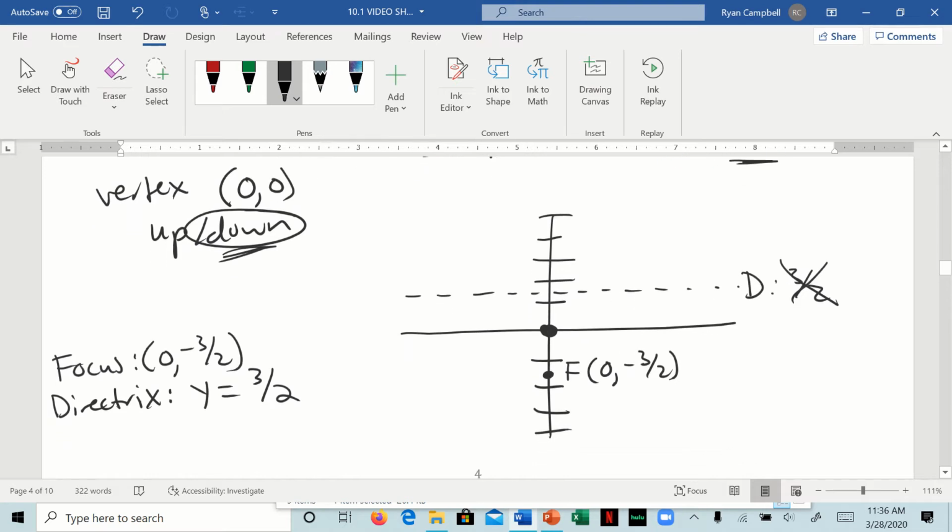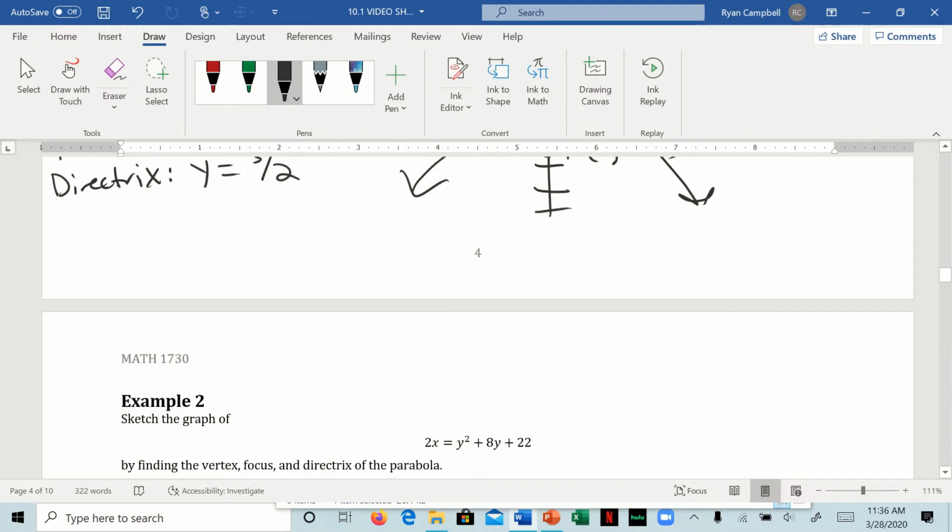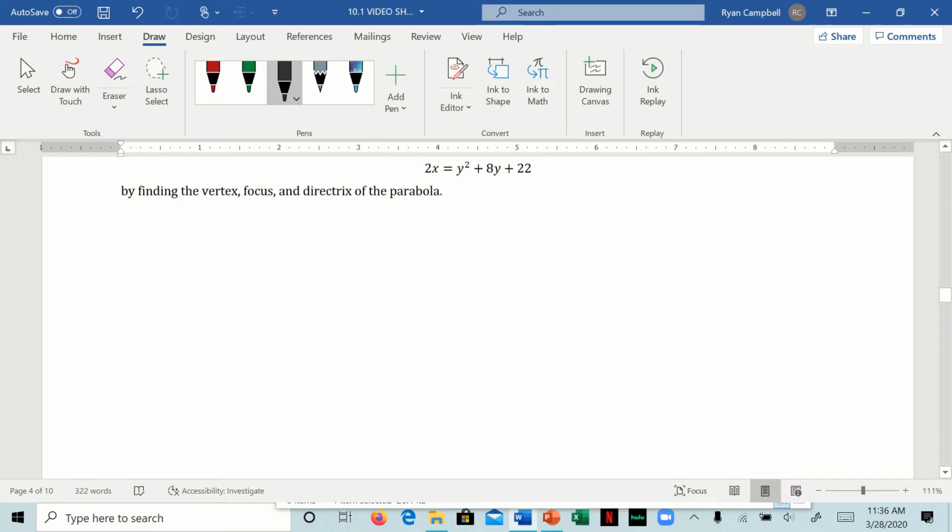All right. And then we know it's just going to go down like that. So just a quick sketch, something like this, that's all I need. I don't need anything more complicated than that. And that's it. All right, let's do another one.